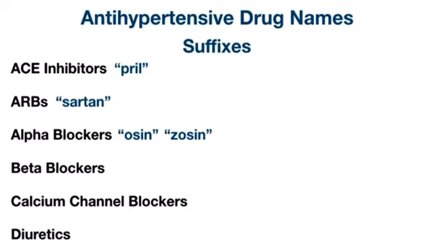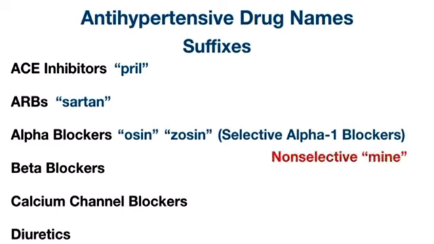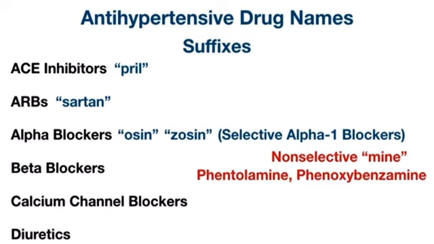The suffix osin or zosin apply to selective alpha-1 blockers. There are also non-selective alpha-1 and alpha-2 blockers, and they typically end in mine. Some examples include phentolamine and phenoxybenzamine. They're usually considered in treating pheochromocytoma and cocaine-induced hypertension, but since they're used more for catecholamine-induced hypertension, we'll focus on selective alpha-1 antagonists for purposes of this video. The alpha blocker video will go into more detail on both the selective and non-selective types of alpha blockers, so just make sure you're aware that osin applies to selective alpha-1 blockers.